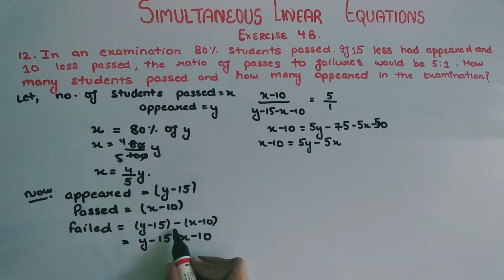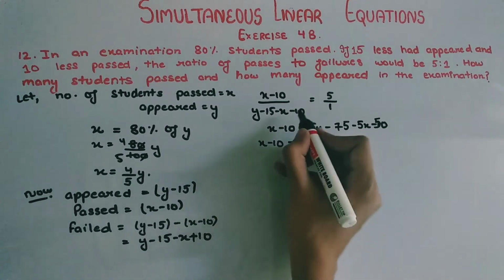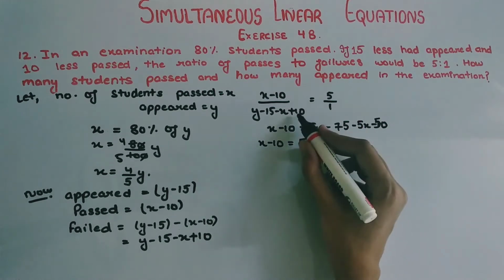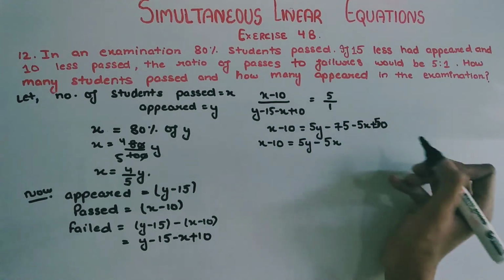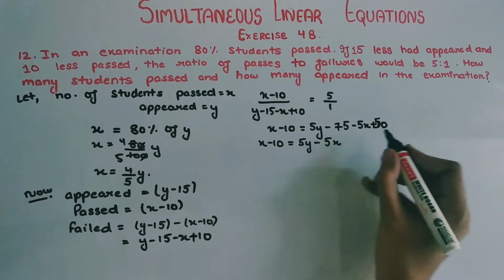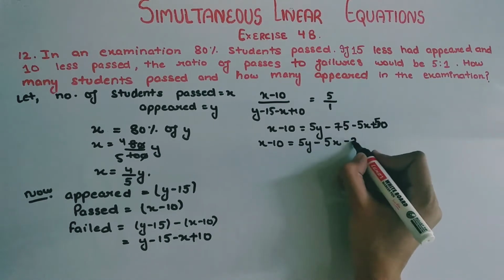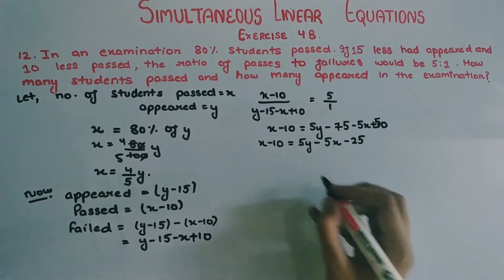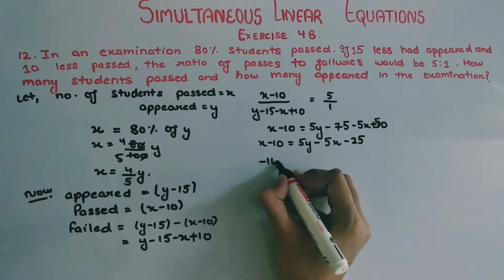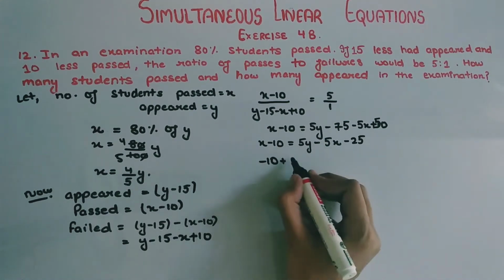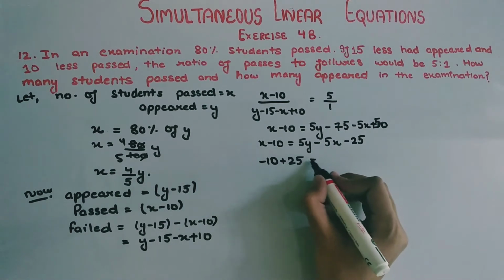Sorry, here this is minus bracket x minus 10. When we open this bracket, the signs inside the bracket will get changed. So this will be minus x plus 10. Hence this is plus 10. The 5 multiplied by plus 10 is plus 50. So minus 75 plus 50 is minus 25. We have minus 10, and minus 25 will be taken to the second side, that is plus 25.